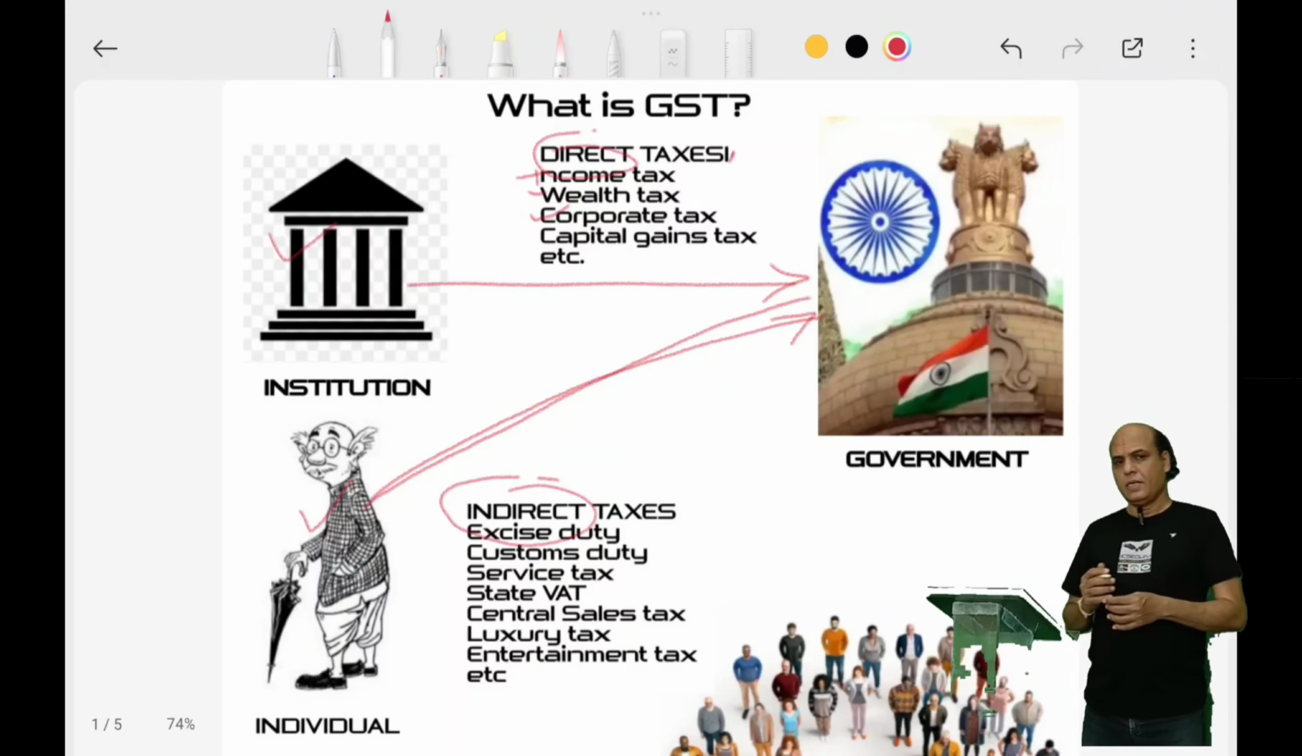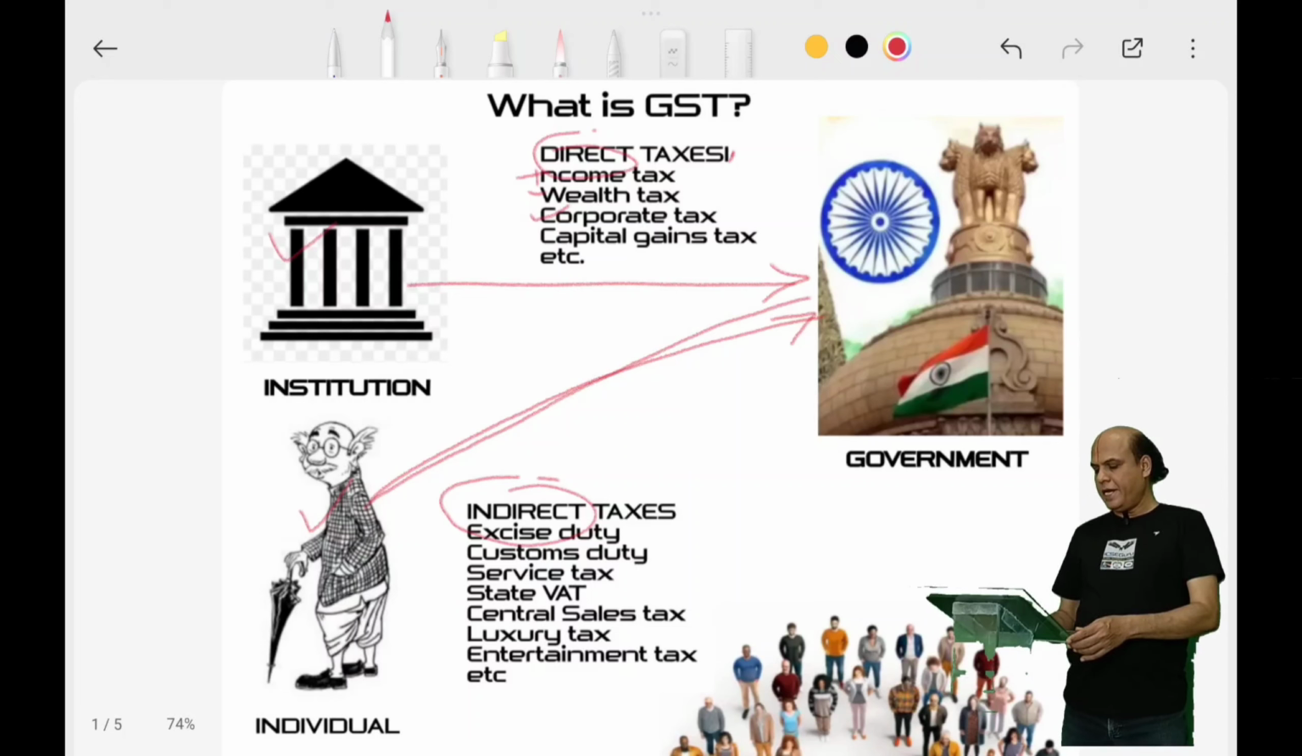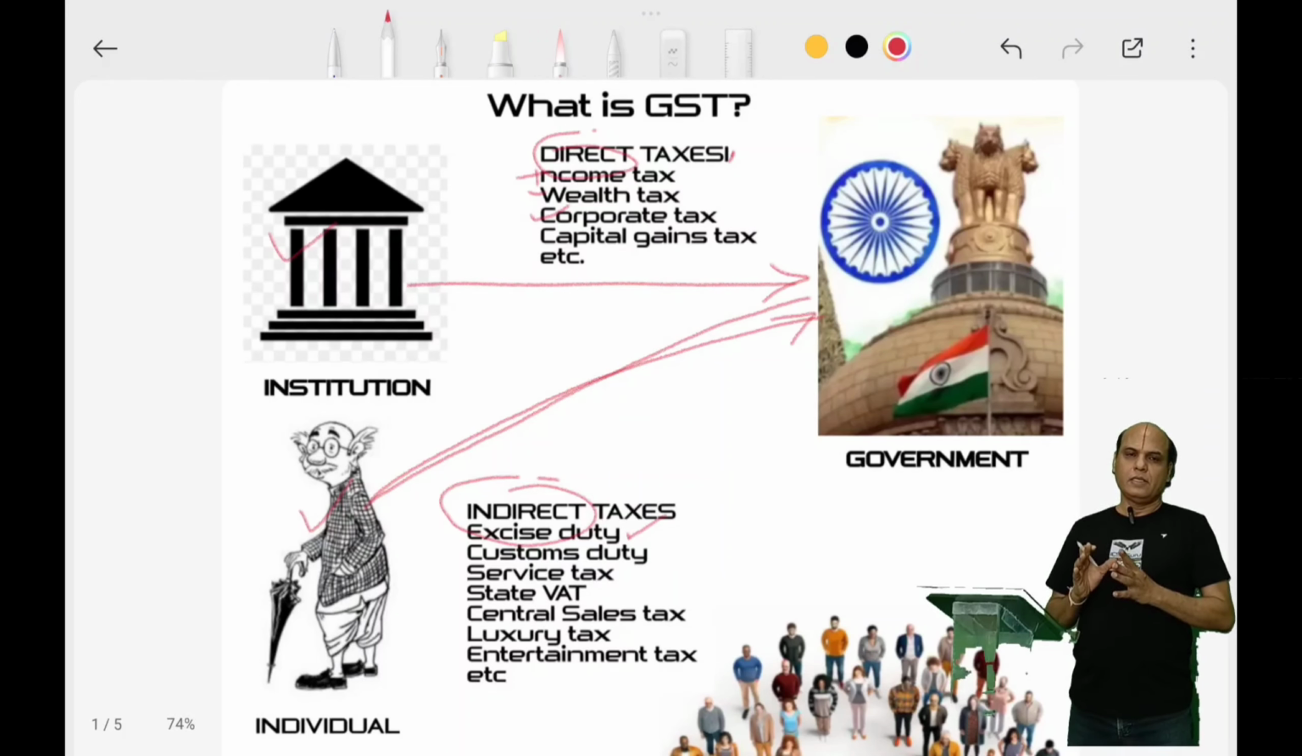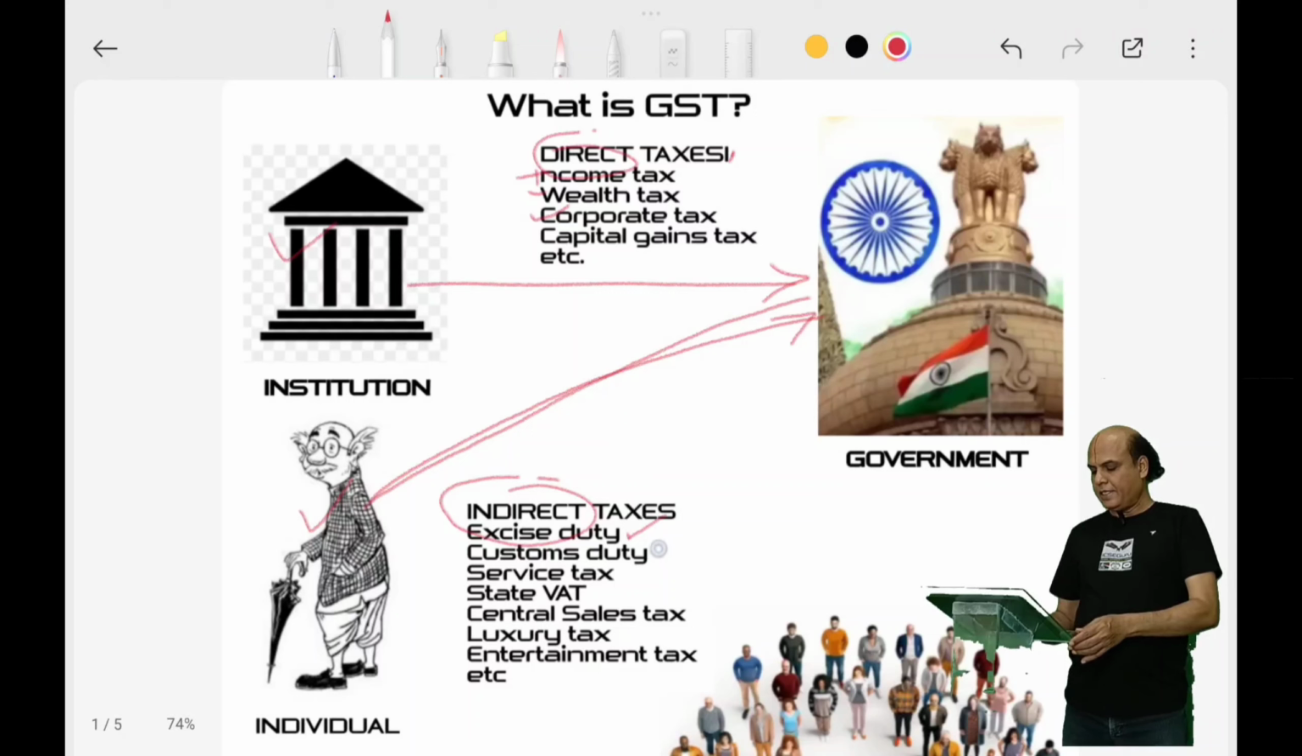Now another kind of taxes, these are called indirect taxes. These indirect taxes are of several kinds. They are listed here. Excise duty, the tax that is paid on liquor, is called excise duty. The tax that is paid on import and export of goods is called customs duty. The tax that is paid on any services offered or consumed is called service tax.